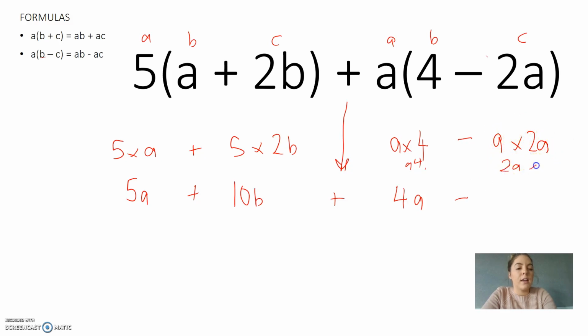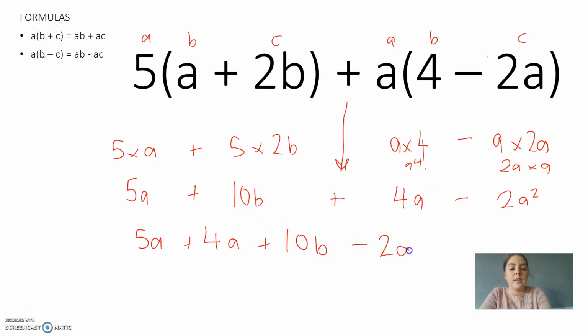It's going to become 2A times A, which we did just before. So you should remember this. 2A times A. There's no other coefficient to multiply, so we're just going to multiply the A and the A, so it becomes 2A squared. We then have this expression along here, 5A plus 10B plus 4A minus 2A squared. We can simplify this because there are 2 like terms within here. We've got 5A and 4A that are the same, so I'm going to move them together. 5A plus 4A plus 10B minus 2A squared.